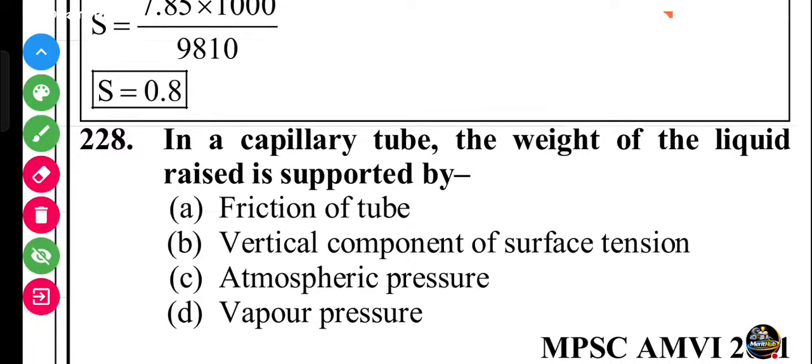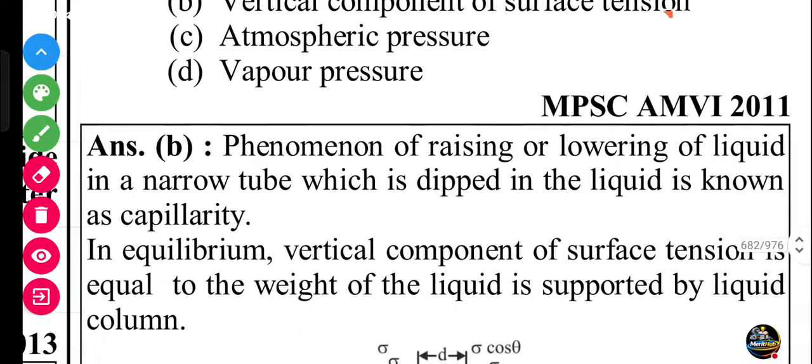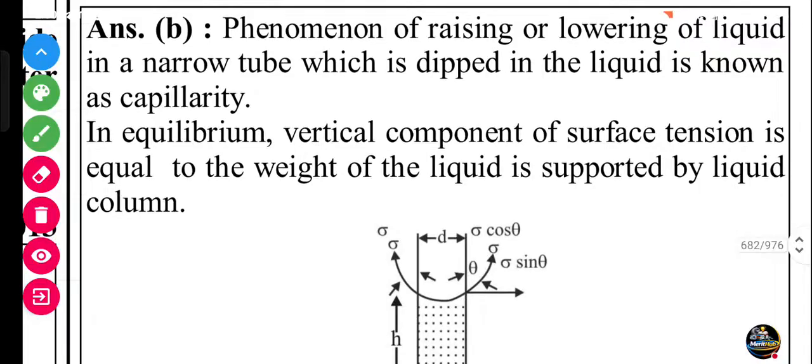Question number 2 to 8. In a capillary tube, the weight of the liquid raised is supported by: A, friction of the tube; B, vertical component of surface tension; C, atmospheric pressure; D, vapor pressure. B, the vertical component of the surface tension, is the cause of the capillary rise in the capillary tube. Here is the explanation in detail.